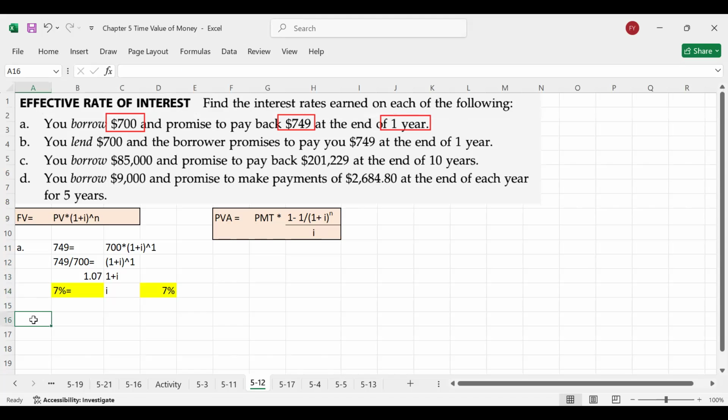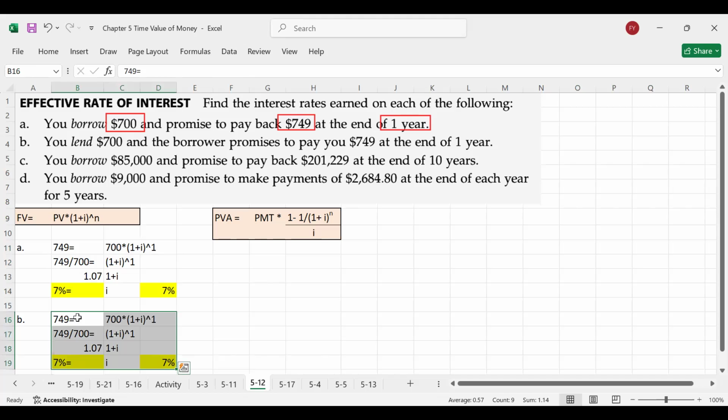So in part B, we repeat the same problem, same amount. In part A you borrow 700 and in part B you lend 700. In both cases you have a present value as well as a future value, so you go with the same solution. There will not be a change in the solution because whether you borrow money or lend money, the procedure is the same for calculation of I or the interest rate.